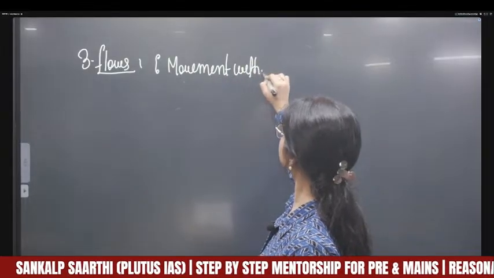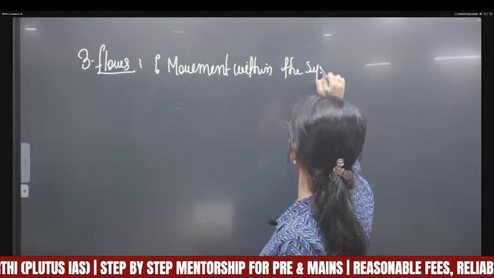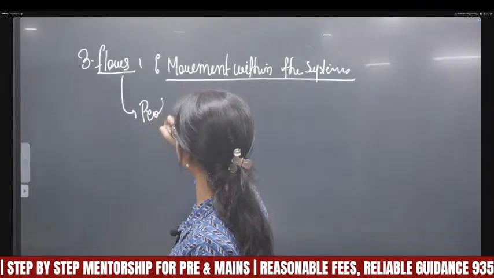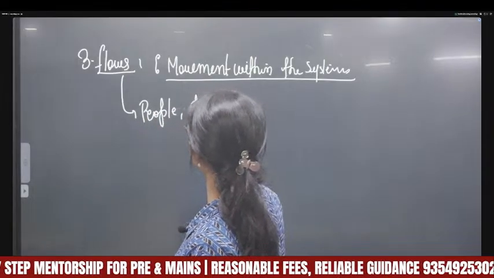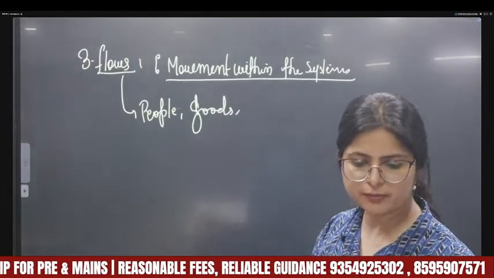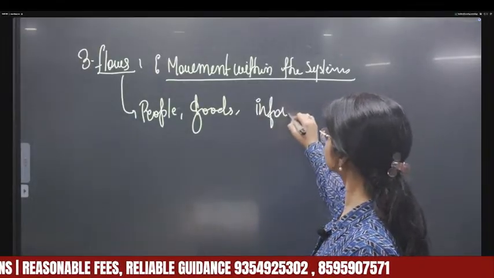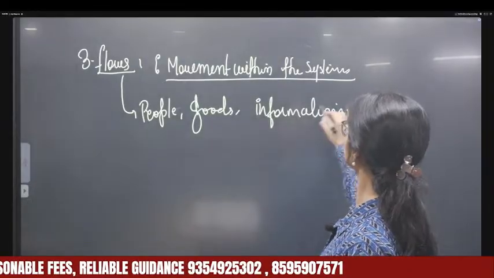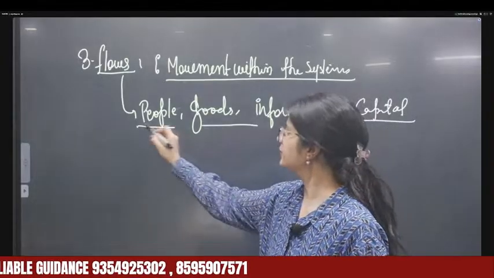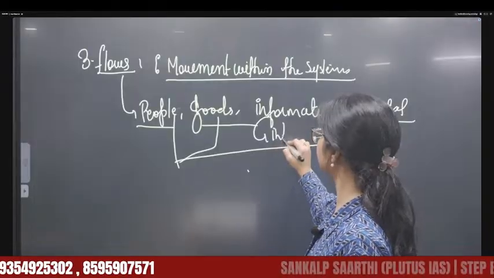Either the people are going from one place to another, or goods are going from one place to another. What is the object? ठीक है, people are going, goods are going, or information is going, or capital is going. तो फ्लो तो कुछ भी कर सकता है. अब इसमें कैपिटल, गुड्स, पीपल क्या हो गया? सब टेंजिबल हो गए. और इंफॉर्मेशन क्या हो गया? इंटेंजिबल.